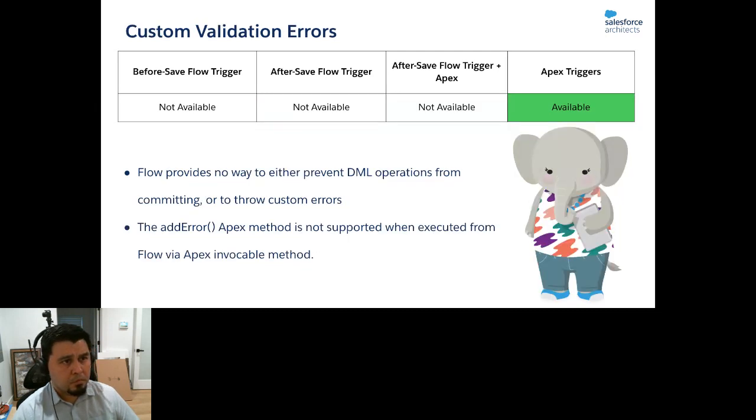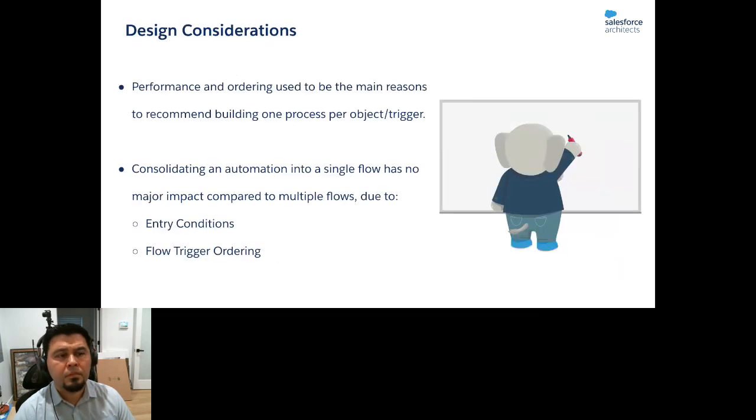So custom validation errors, you pretty much have to use Apex triggers. Flow does not provide a way to either prevent DML operations from committing or to throw custom errors. The addError Apex method is not supported when executed from Flow, even when you're doing invocable Apex. So if you need custom validation errors, your only option is going to be to use an Apex trigger from there.